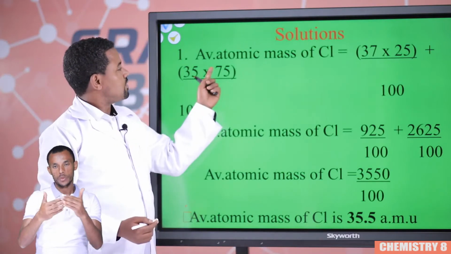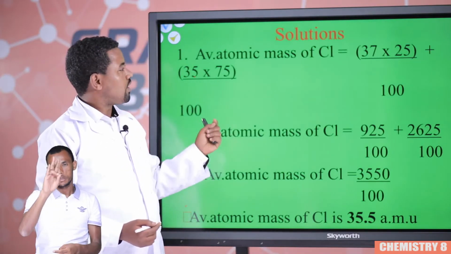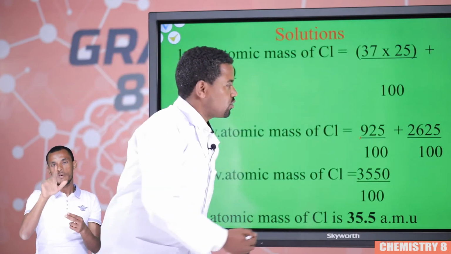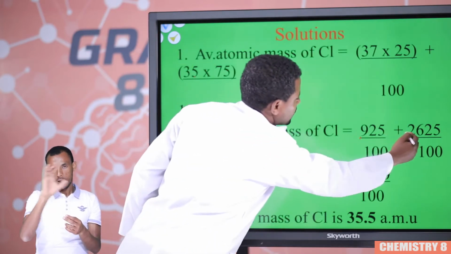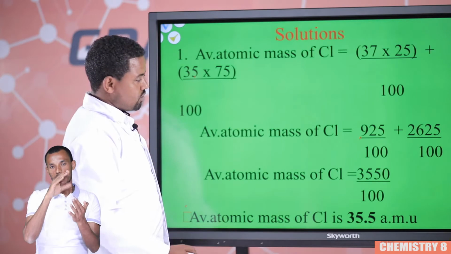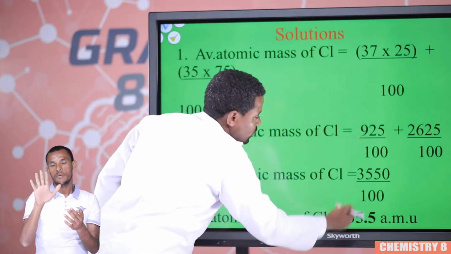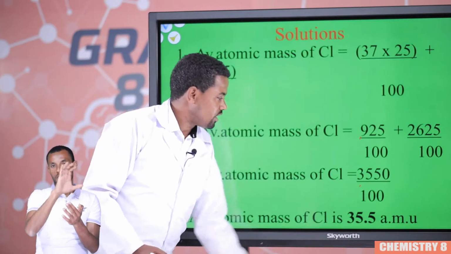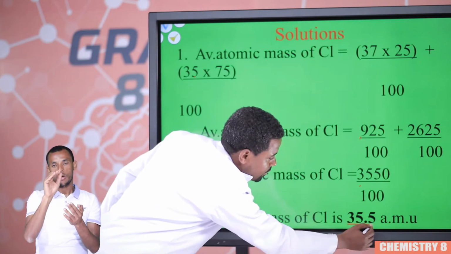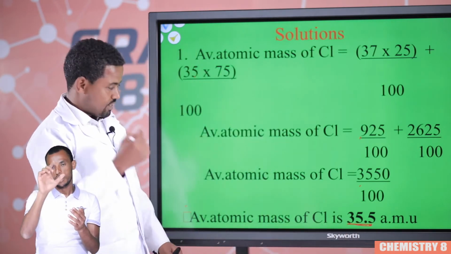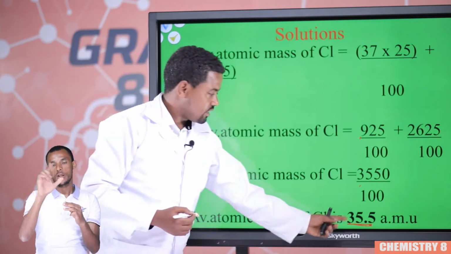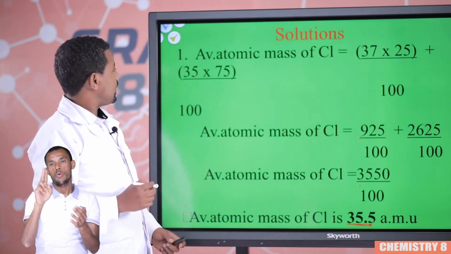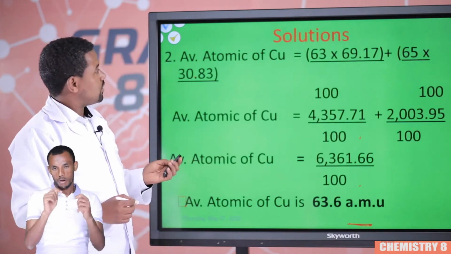When you multiply 75 by 35 and 37 by 25, you will have 925 and 2625 over 100. When you add these two, you get 3550 over 100. And the average atomic mass of chlorine, or the relative atomic mass of chlorine, is 35.5 AMU, or you can put it as 35.5 only. And you can try this one by yourself.